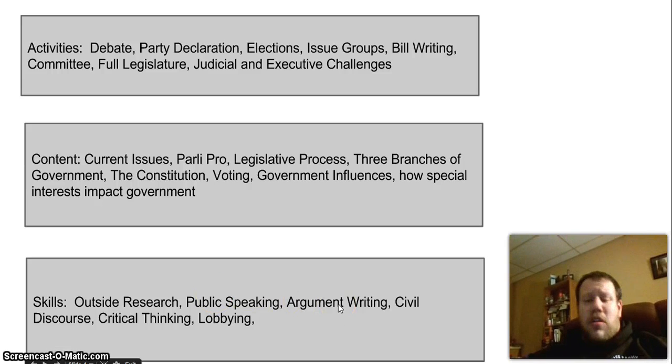They're working on how to write a good argument. They're working on civil discourse: how to discuss the issues without getting personal, and keeping the conversation in a way that you can respect each other but still disagree on things. We'll work on lobbying, critical thinking, all these great skills throughout class. While we're doing all these different activities, they'll be learning this content and practicing these skills as well.